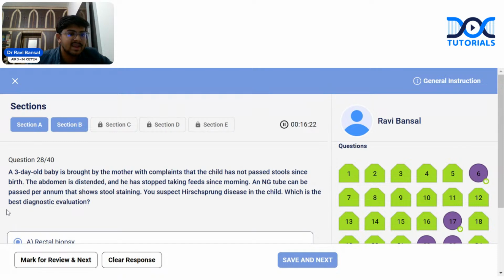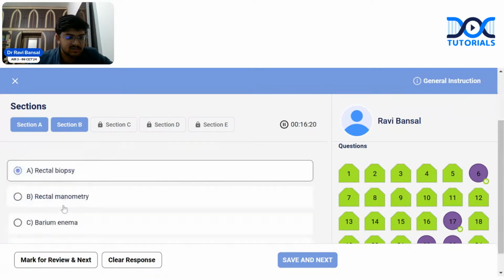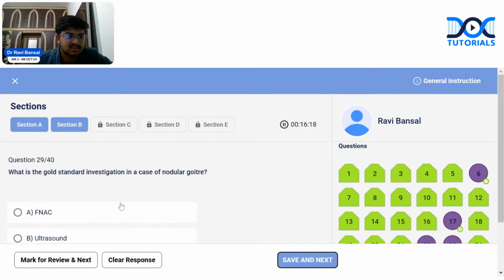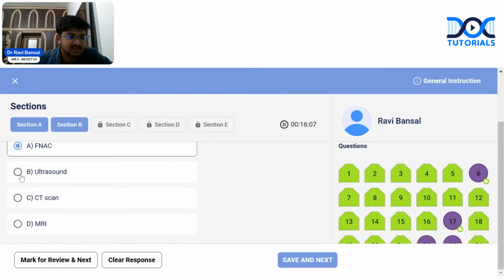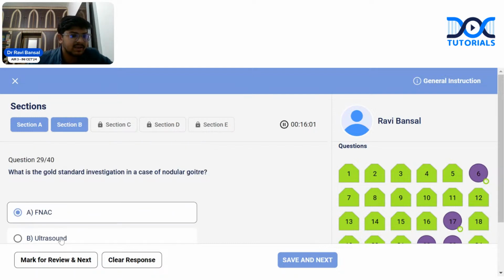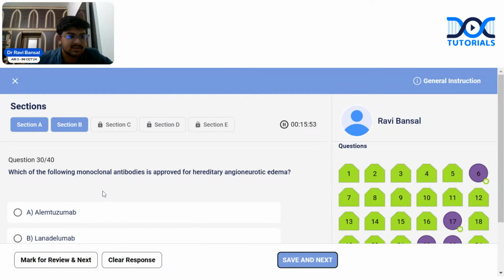If they are asking next or best, so biopsy is the best for Hirschsprung disease. What is the gold standard investigation in case of nodular goiter? So, in any of the thyroid swelling, gold standard we do FNAC. Like CT scan, there is very minimum role in thyroid. MRI, there is no real study in thyroid. USG we do as radio investigation, but they have asked gold standard. So obviously, no one can beat the histopathology or FNAC.